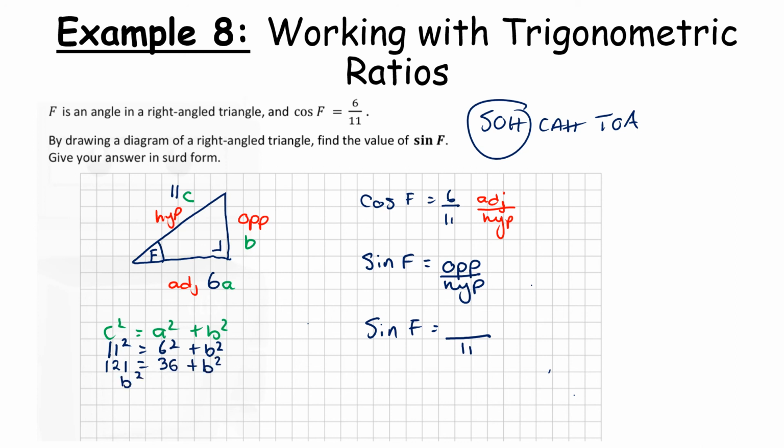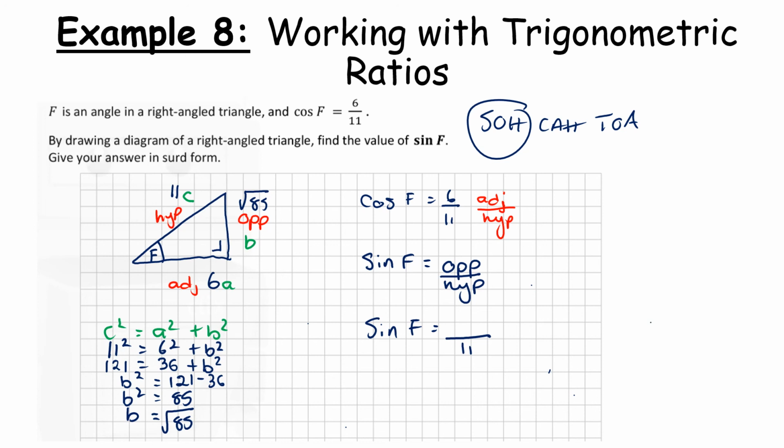So taking 36 from both sides, we get 121 minus 36. And we get b squared is equal to 85. So b is equal to the square root of 85. So this opposite side is the square root of 85. If you put the square root of 85 into your calculator to see does it simplify down, you'll see that it won't simplify down any further, and that's as simple as it can be.